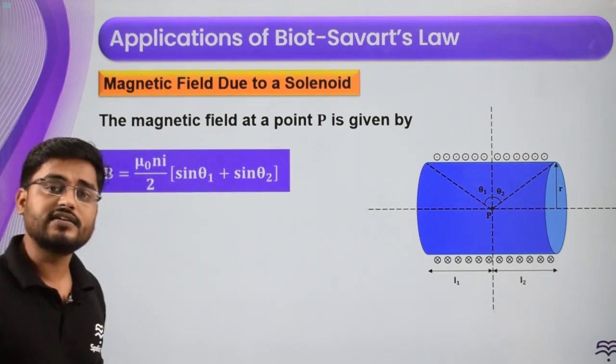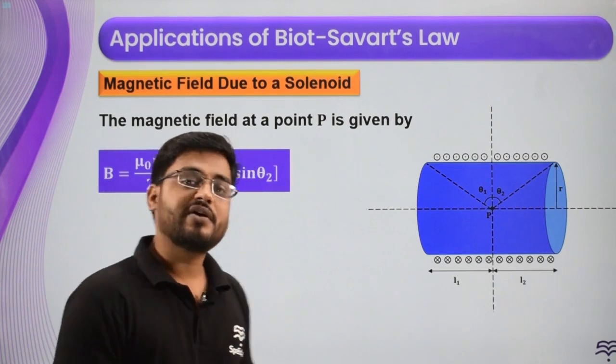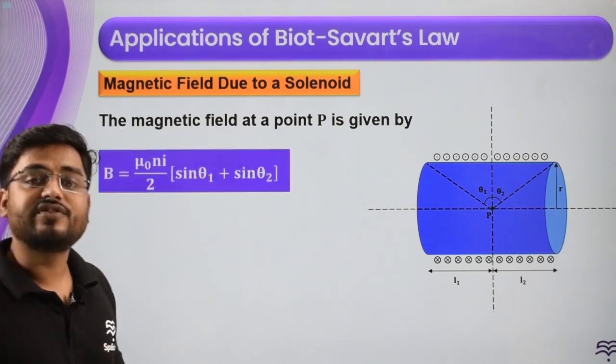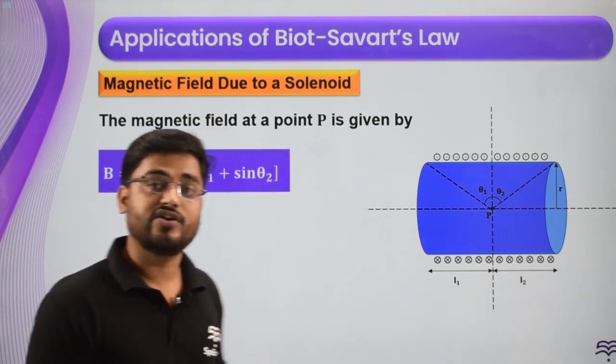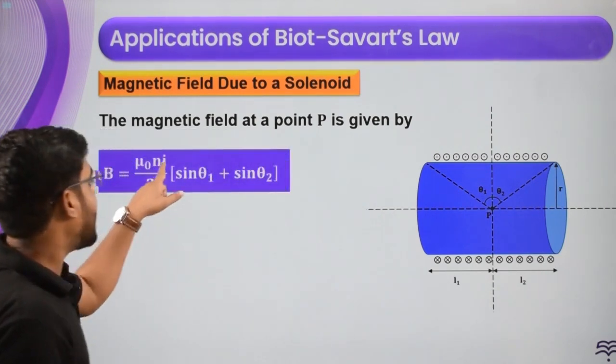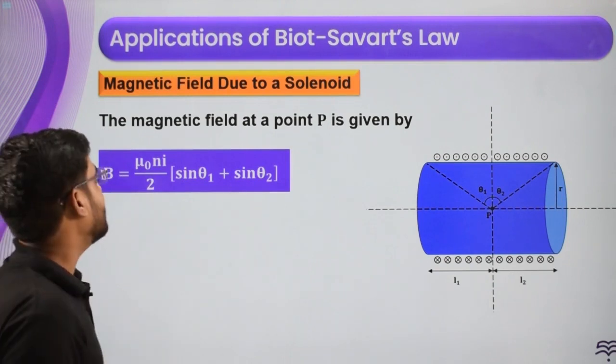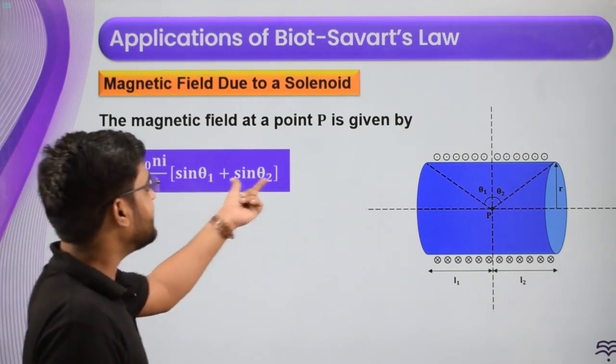Let's just have a look at the parameters. Mu naught is a constant, 4 pi into 10 raised to power minus 7. n is the number of turns per unit length, okay, number of turns per unit length for a solenoid, not the total number of turns. And I is the current which is passing in the solenoid. 2 is 2, and then sine theta 1 plus sine theta 2.